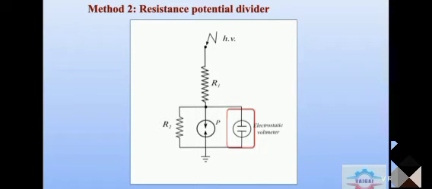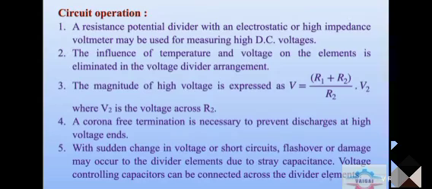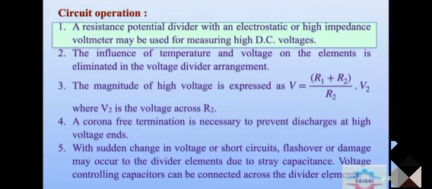The potential dividers are made with 0.05% accuracy up to 100 volt, 0.1% accuracy up to 300 volt, and better than 0.5% accuracy for 500 kilovolt. Let us see the circuit operation.